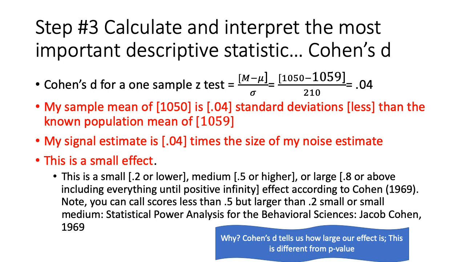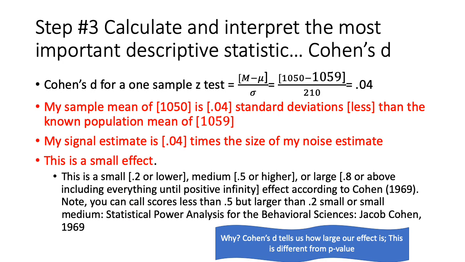Additionally, all Cohen's d's are simply a signal to noise ratio. Signal is the mean difference, noise is the standard deviation. So when we look at that, our signal is 0.04 times the size of our noise. This is a small effect according to Cohen's interpretation rules, where 0.2 is considered a small effect, 0.5 is considered a medium effect, and 0.8 or above is considered large.